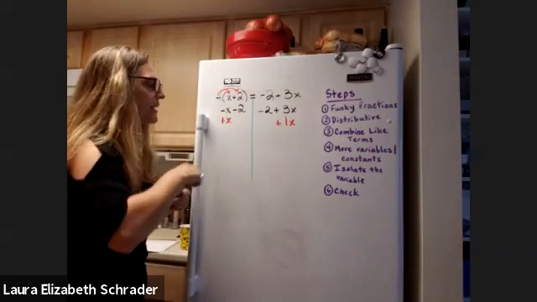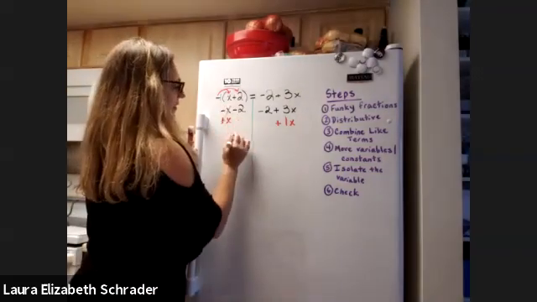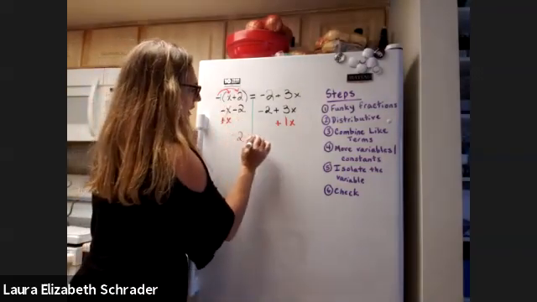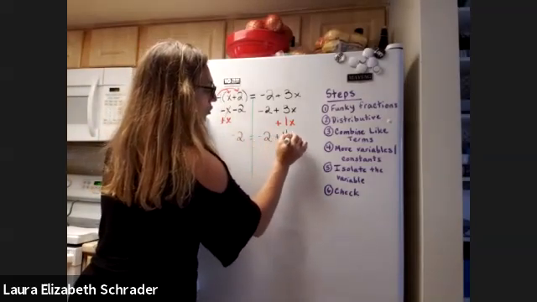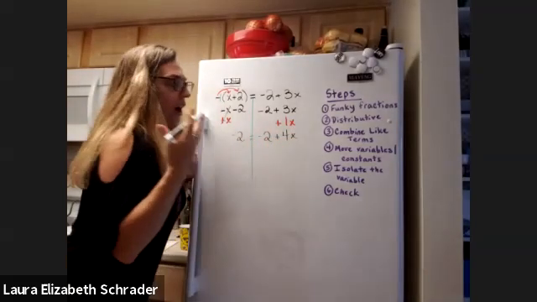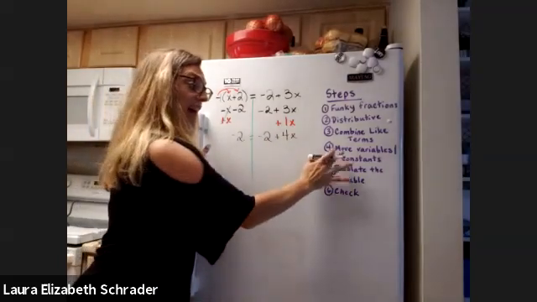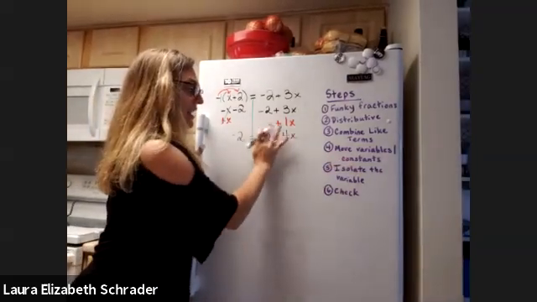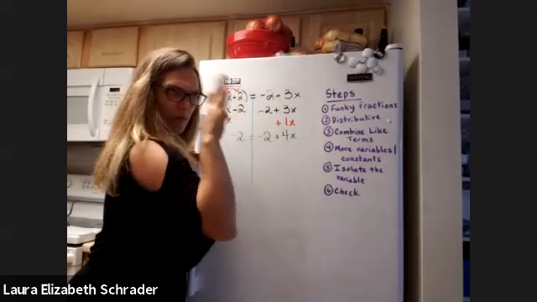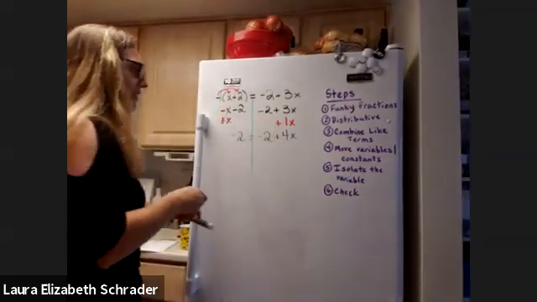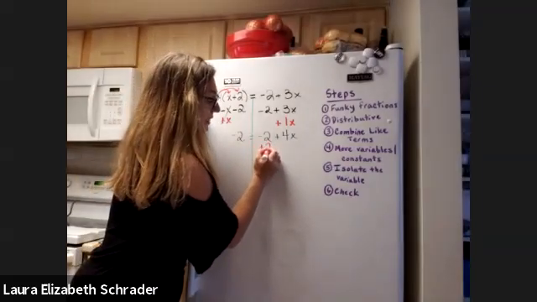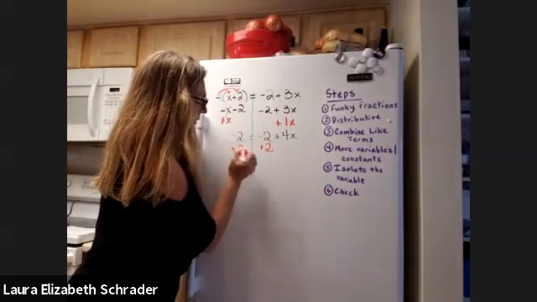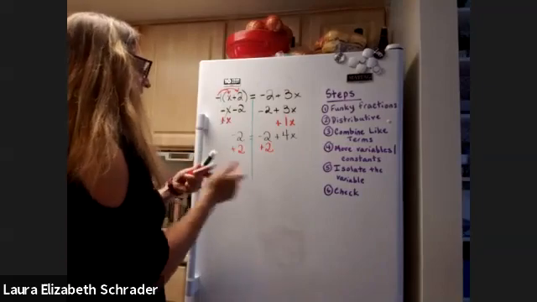So what would be left? Okay, well this is canceled. We get a -2 equals -2 plus 4x. Okay, so now we're going to move the constants. We have this -2 on the side with the x. Let's get rid of it to the other side. So we want to do the opposite. So we're going to do plus 2.